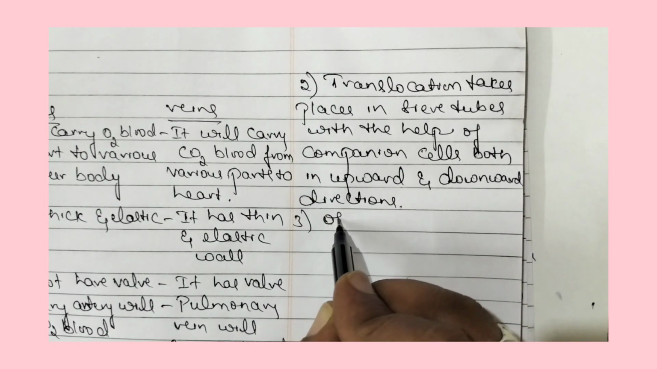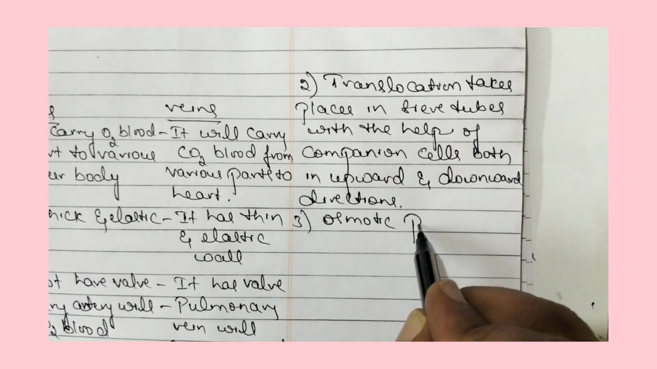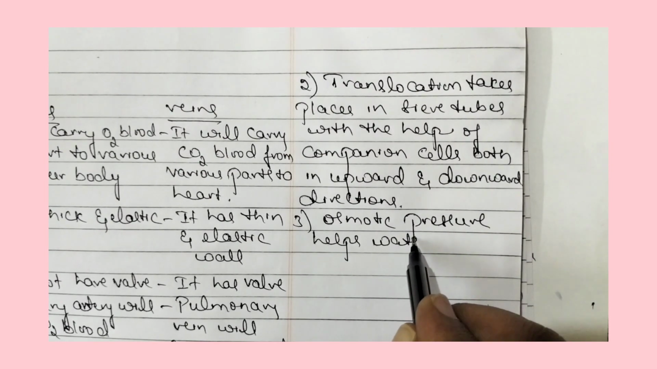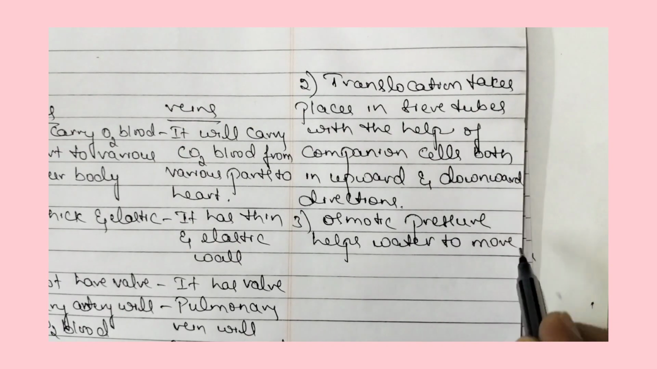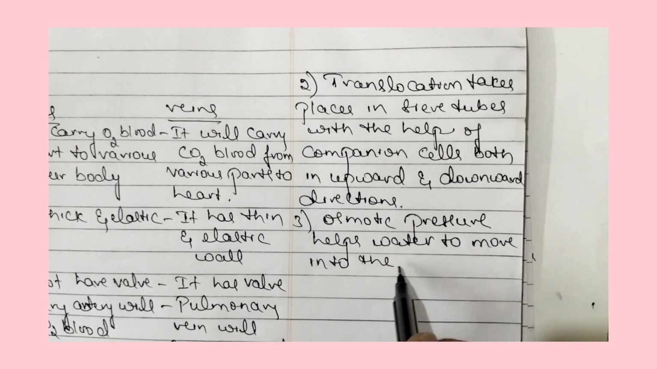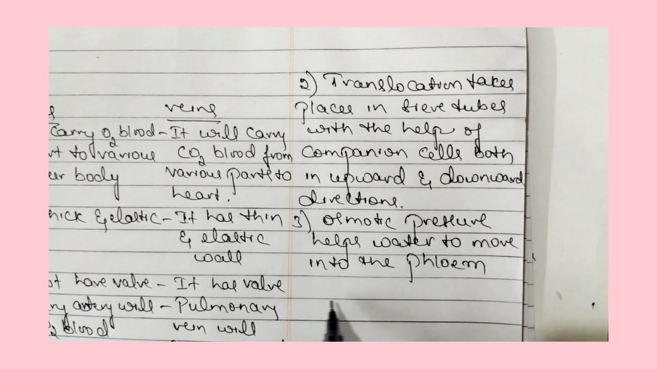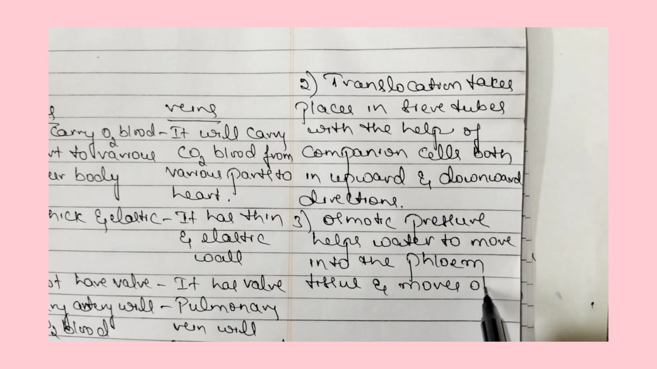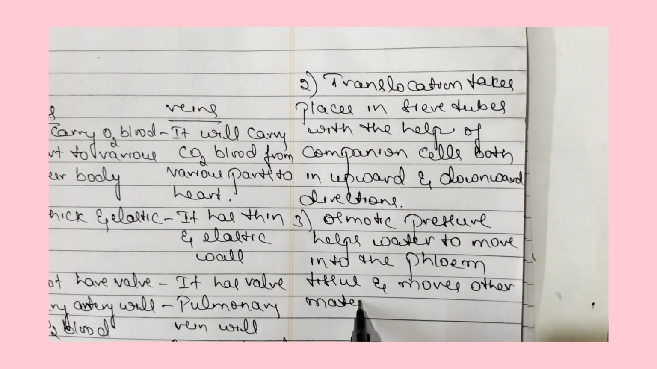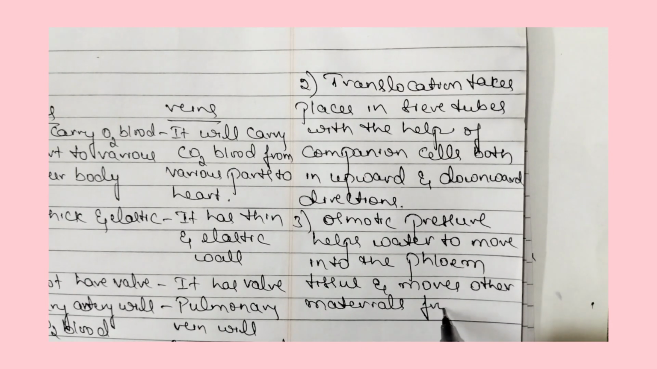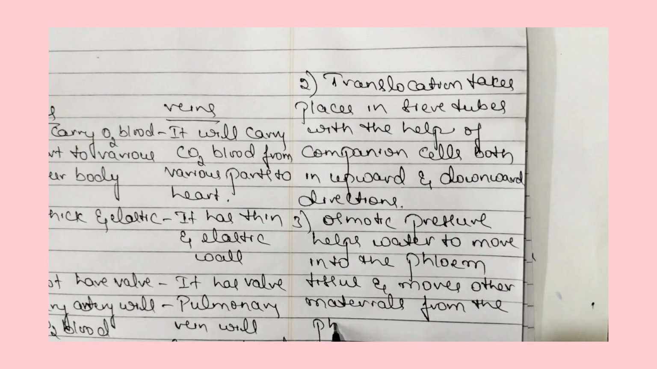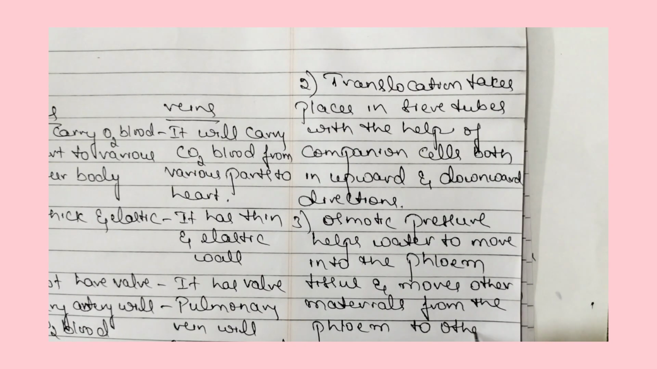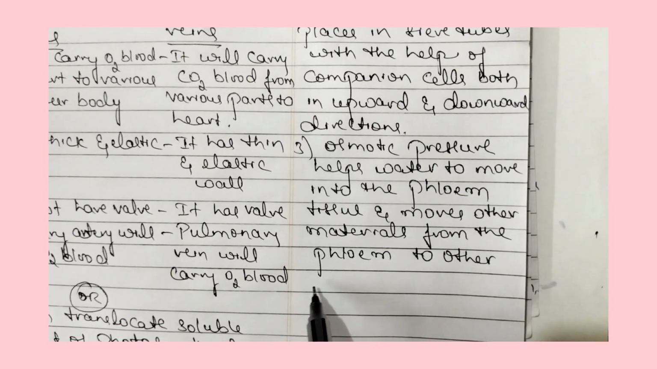Then the third point is osmotic pressure helps water to move into the phloem tissue, and moves other materials from phloem to other tissues.